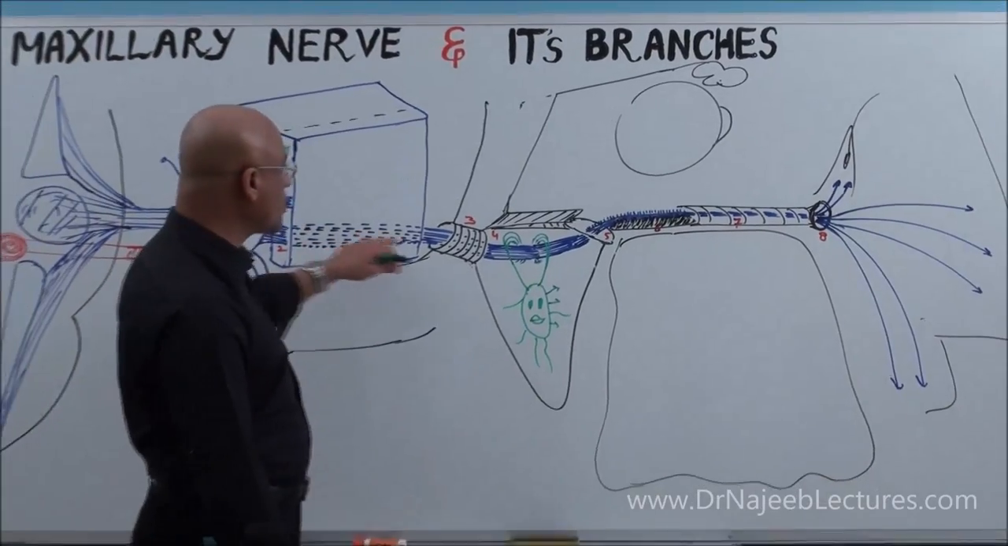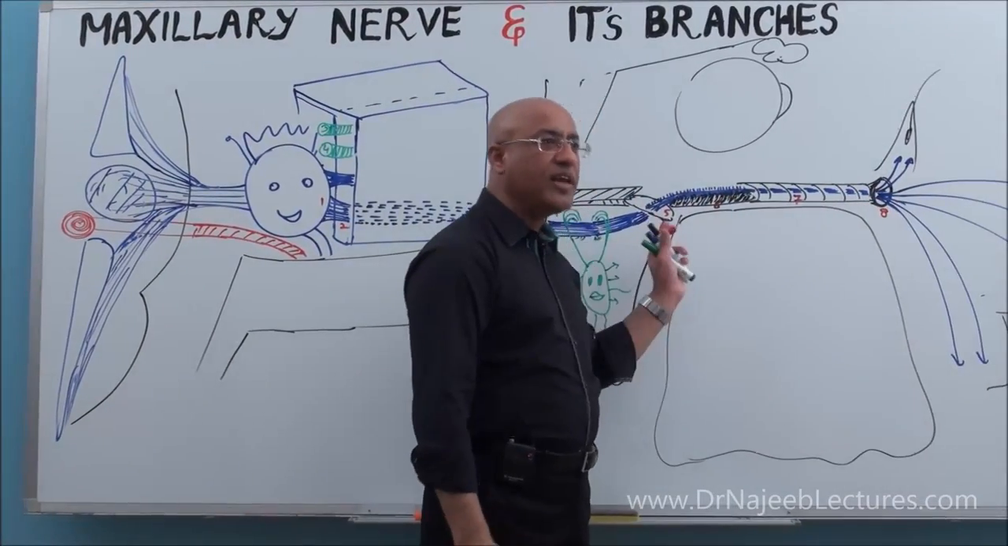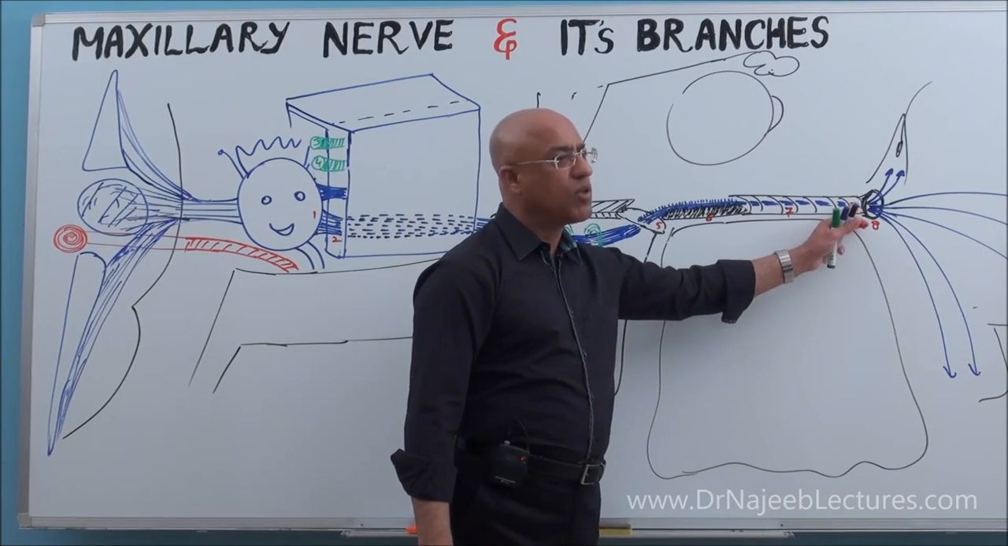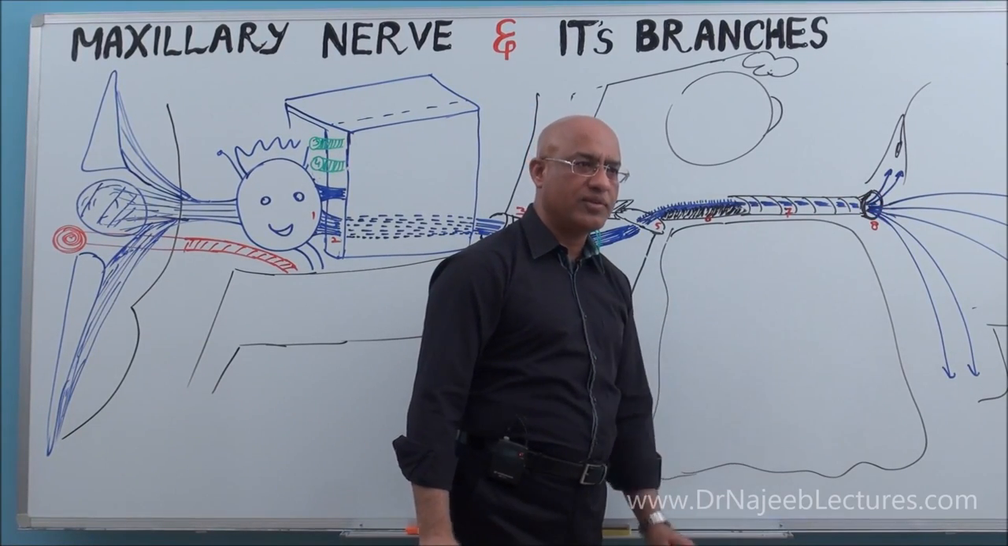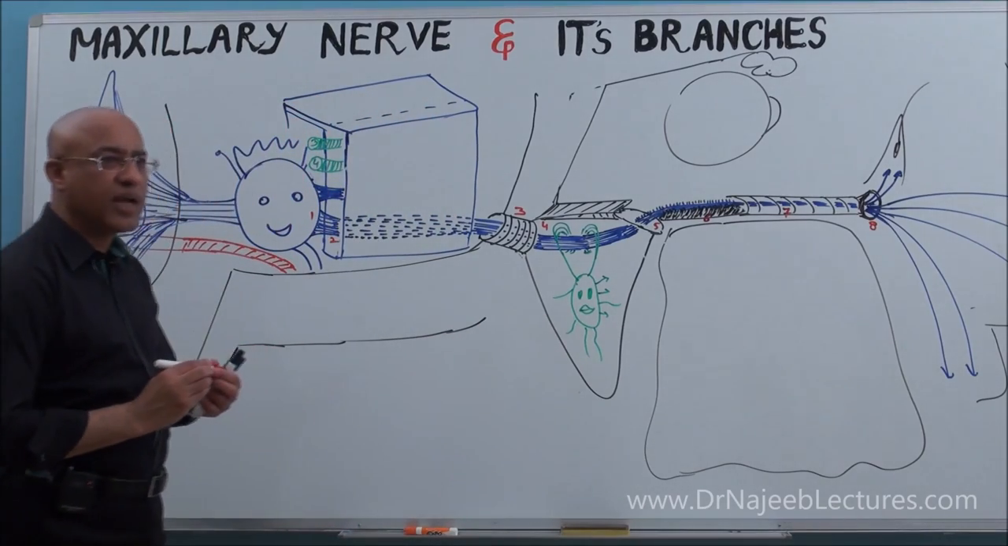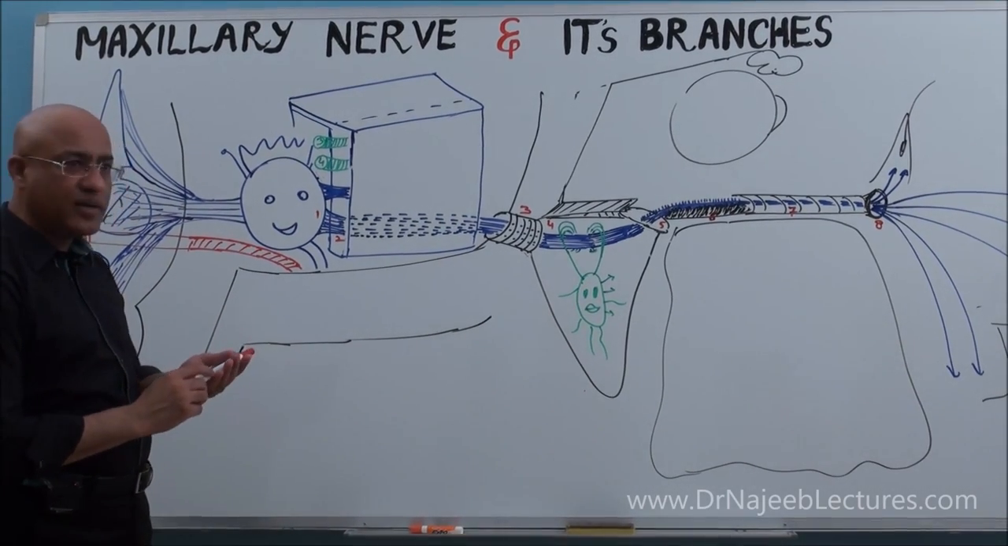So this is the origin and course of the maxillary nerve and its continuation, which is the infraorbital nerve, and its terminal branches. Any question now? Now we come to its main branches. What are the main branches which are given by this nerve?